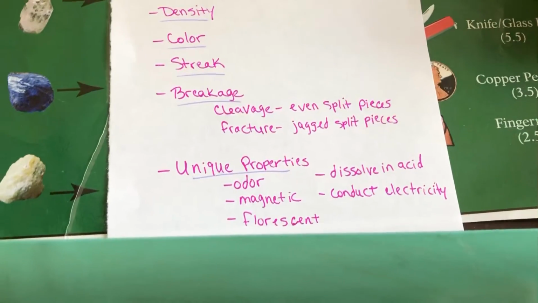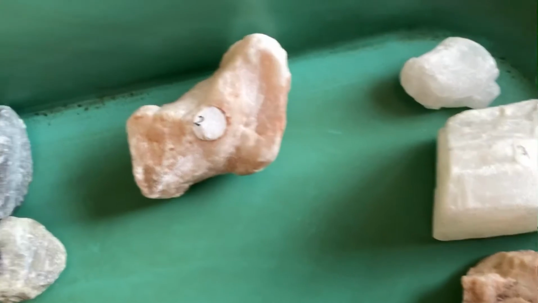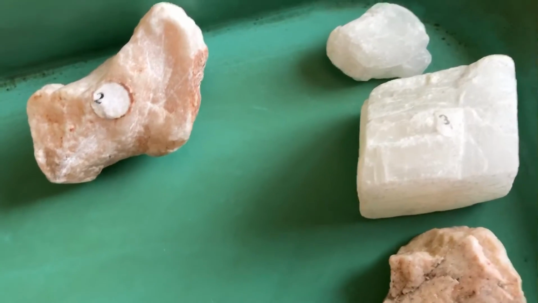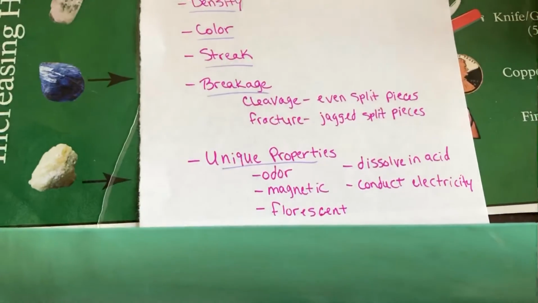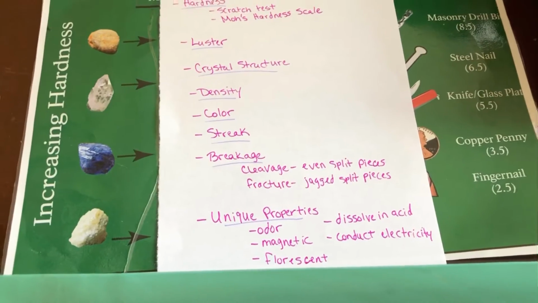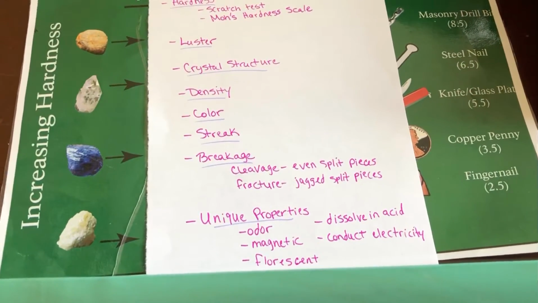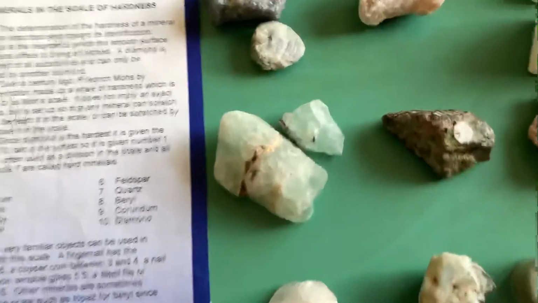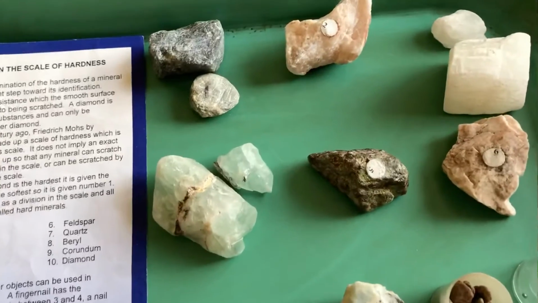Some can dissolve in acid. Things like calcite sometimes will fizz in an acid. Some refract light. Calcite, because of the way that its atoms are arranged, can refract light. And some can even conduct electricity. So some have unique properties that help us identify them. So that gives us some examples of things we can use to help us figure out what these minerals are, because you might look at a mineral or you might look at a rock and be like, I don't know what that is.